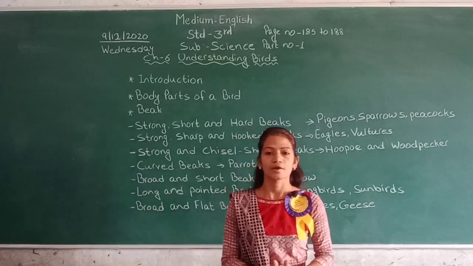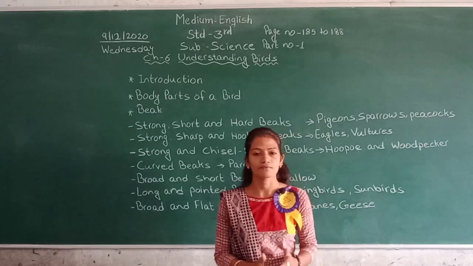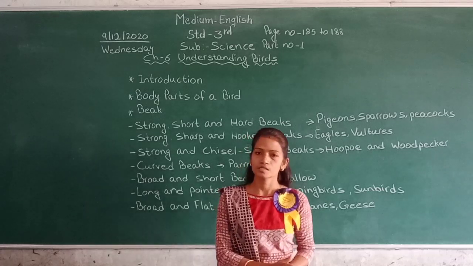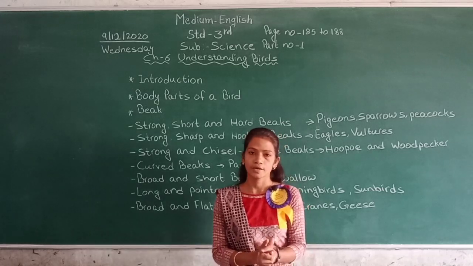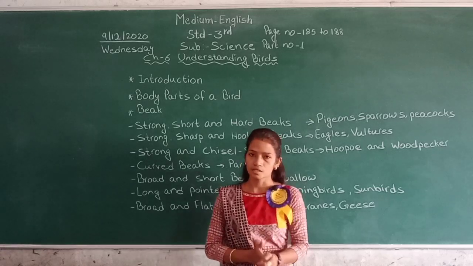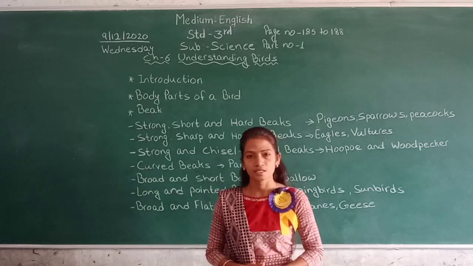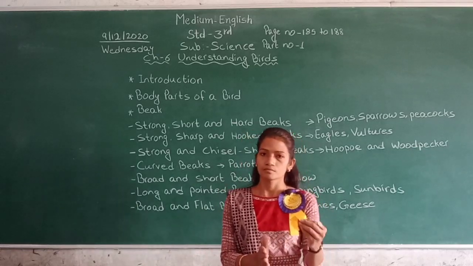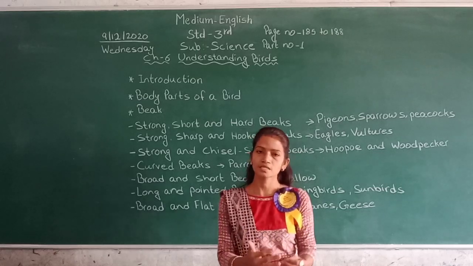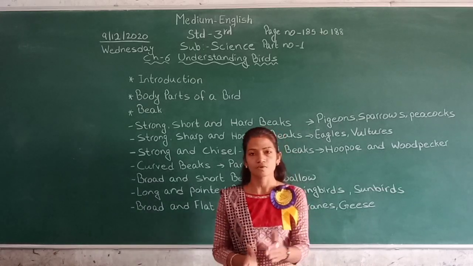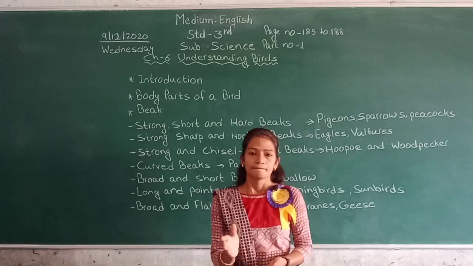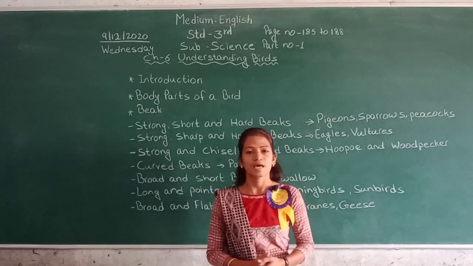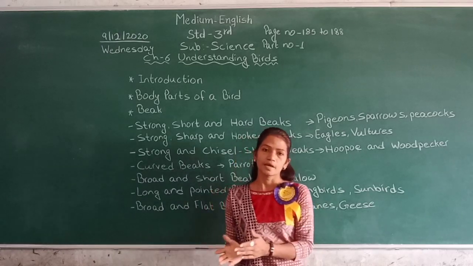And birds like herons and kingfishers also have long pointed beaks to spear fish. Hummingbirds, sunbirds, herons and kingfishers, these birds have long and pointed beaks. Hummingbirds and sunbirds use them to suck nectar from flowers, and heron and kingfisher birds use their beaks to spear fish.